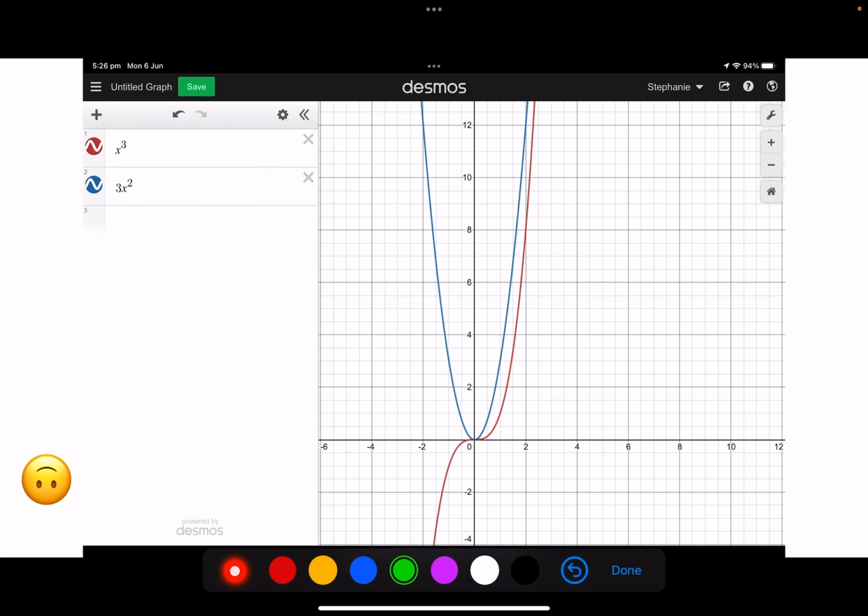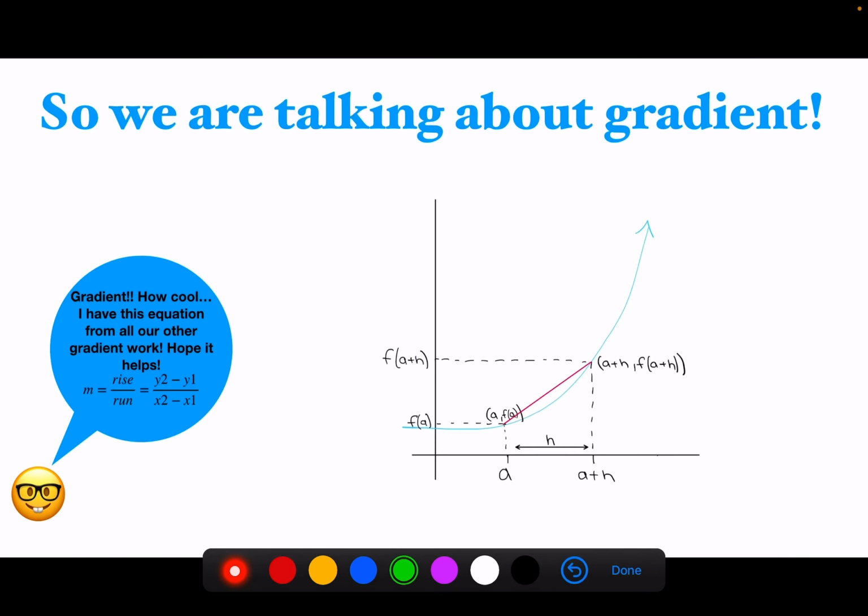So if we look at x cubed as the function in red, and then 3x squared is its derivative, this derivative is actually the function of the rate of change of the original function. So we're talking about the gradient of a function. When we've talked about gradient in the past, we've always used the equation rise over run, or (y2 minus y1) over (x2 minus x1) is equal to this gradient.